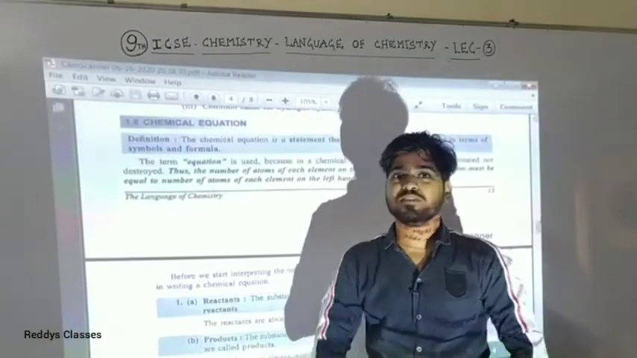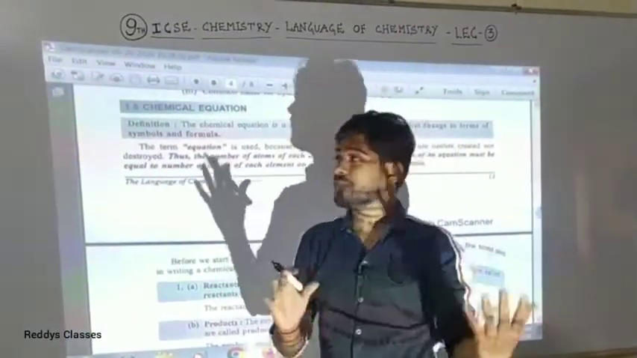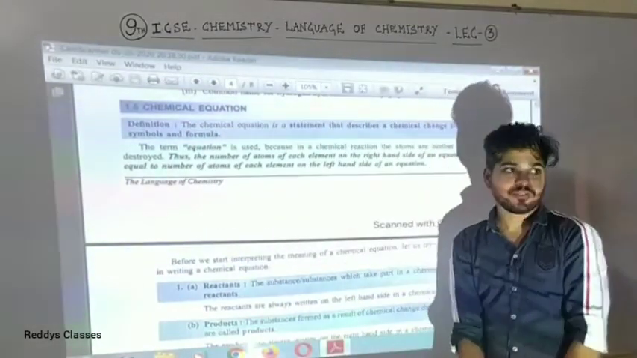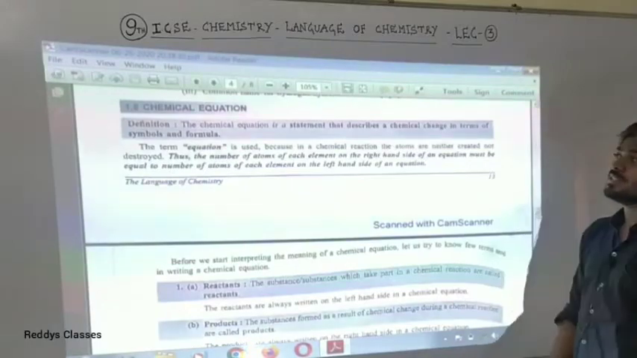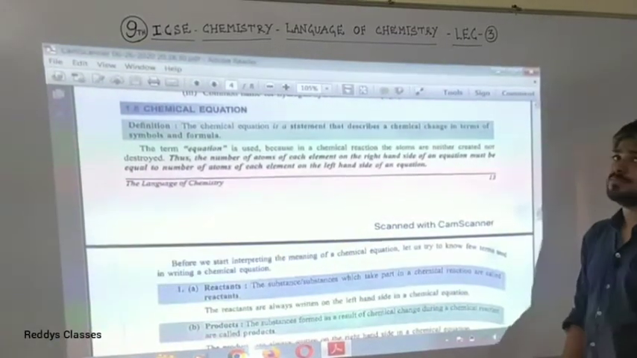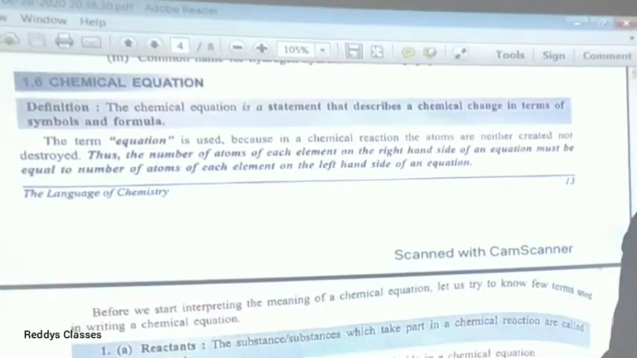We were studying the language of chemistry, 9th standard ICSE. So let us continue with our chemical equations. What is the definition of a chemical equation? A chemical equation is a statement that describes a chemical change in terms of symbols and formulas.